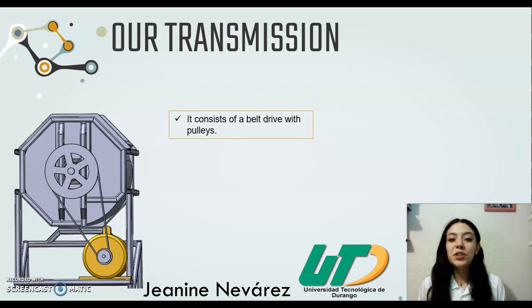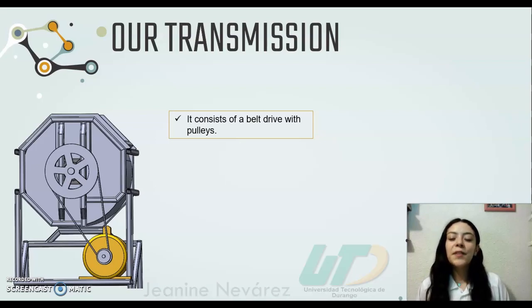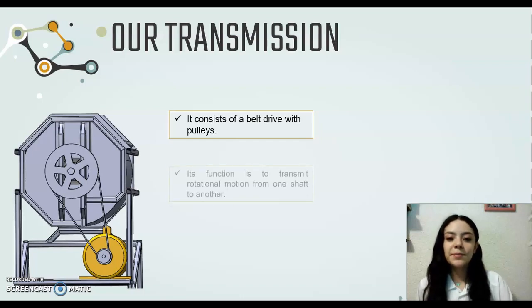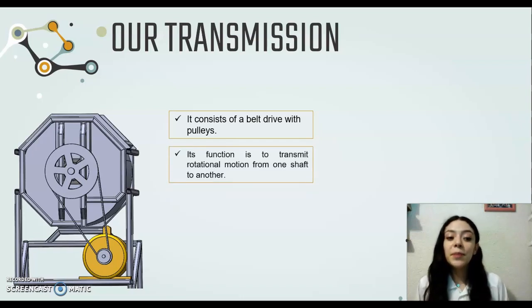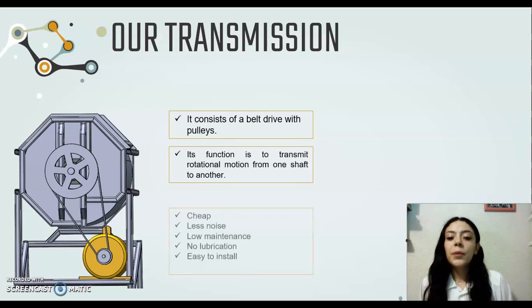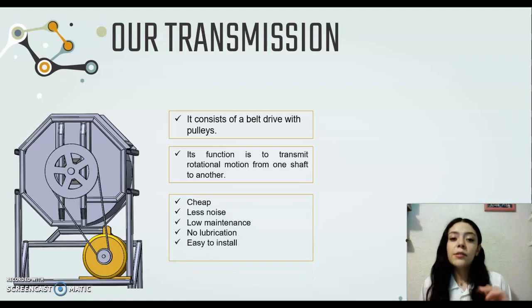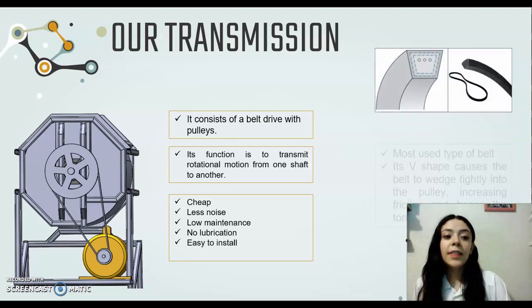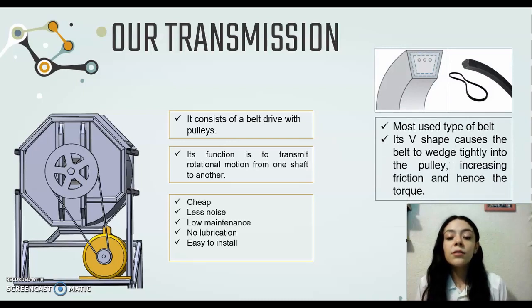Let's talk about our transmission, why we chose it, and some of its advantages. First of all, it consists of a belt drive with pulleys. Its main purpose is to transmit rotational motion from one shaft to another. We chose it because it is cheap, it produces less noise than other mechanisms even when working at high speed. It requires low maintenance, does not need any lubrication, and is easy to install. The belt we chose with a V shape because this causes the belt to wedge tightly into the pulley, and this increases the friction and hence the torque. And the torque is very important to us in this project.